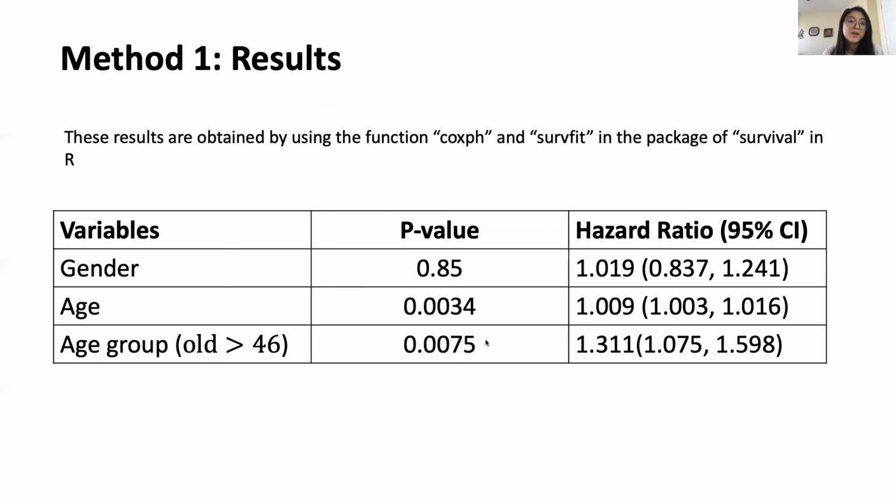And the results are obtained by using the function coxph and survfit in the package survival in R. While gender is not significantly associated with the incubation period with p-value 0.85, age and age group do associate significantly. The hazard ratios of age and age group are also greater than 1, meaning that for the older group, covariate F2 has higher risk or shorter incubation time than the younger group.